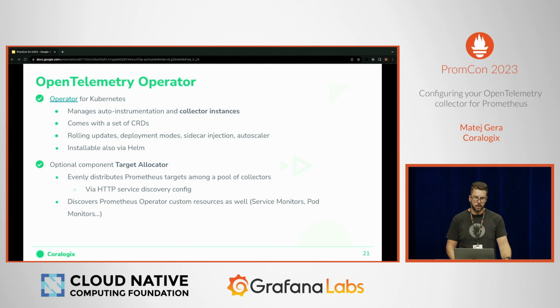And most importantly, for our uses, there is also this special component called target allocator that specifically works with Prometheus receiver. And it evenly distributes Prometheus targets among a pool of collectors. And then each collector is responsible for scraping a subset of the targets that the target allocator allocates to that collector. This is then done via the HTTP service discovery. And even more interestingly, it can also discover and use Prometheus Operator custom resources. So if you have your service monitors, pod monitors defined, the target allocator is also capable of pulling these in and including them as the targets for scraping.